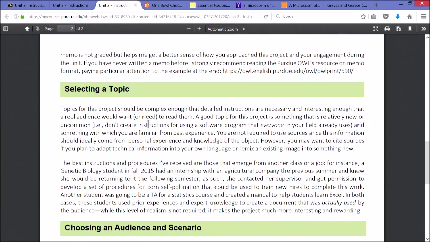I want to shift gears here for a second and talk about an example of a very, very well-known type of instructions, the recipe. Recipes are instructions, and sometimes procedures, that are very, very well known to almost everyone. We've all used a recipe of some sort. Even if you don't identify as a chef or a cook or a baker, you've probably followed a recipe at some point in your life.